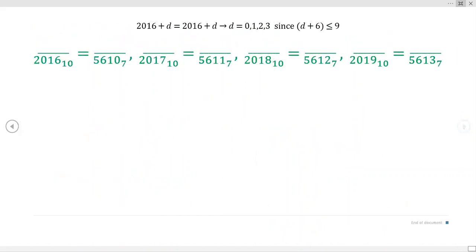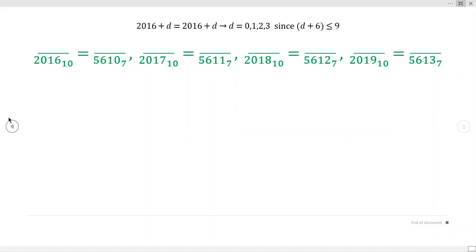Okay, so let's move along here. So this would be the case where D is equal to 0. You would get 2016 base 10 is equal to 5610 base 7. This would be the case where D is equal to 1. D equals 2, and finally D is equal to 3. So there's actually 4 possibilities, which is kind of strange when you say solve. I didn't know how to word it that well, but there's actually 4 possibilities where the bases hold and they're equal to the same number.